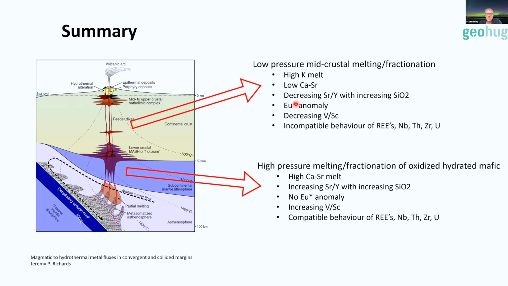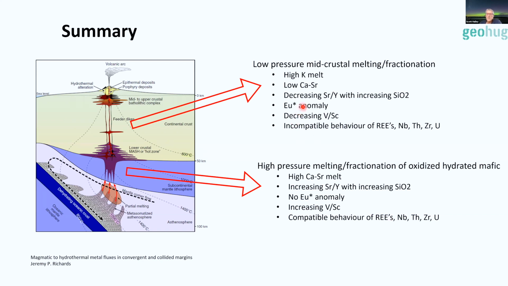And the big difference here is the pressure. If we are comparing magmas that come from high pressure melting of a hydrous mafic source, then we'll see high calcium and strontium. We'll see high strontium-yttrium ratio. There will not be a europium anomaly. They'll have high vanadium-scandium ratio because they're fractionating hornblende. And the high field strength elements will have compatible behaviour. They won't be enriched with fractionation.